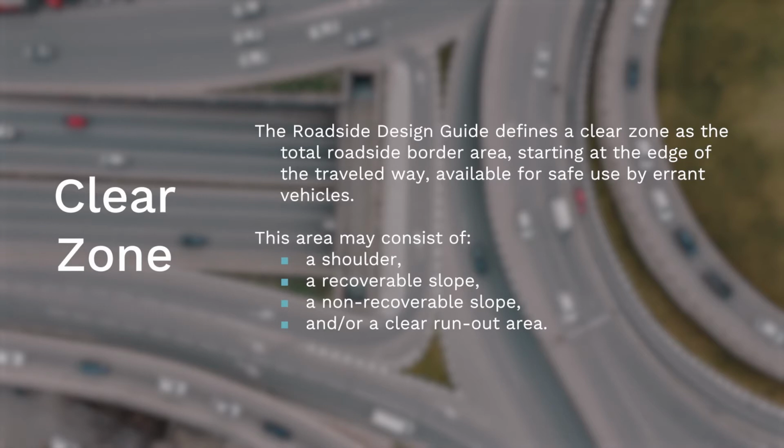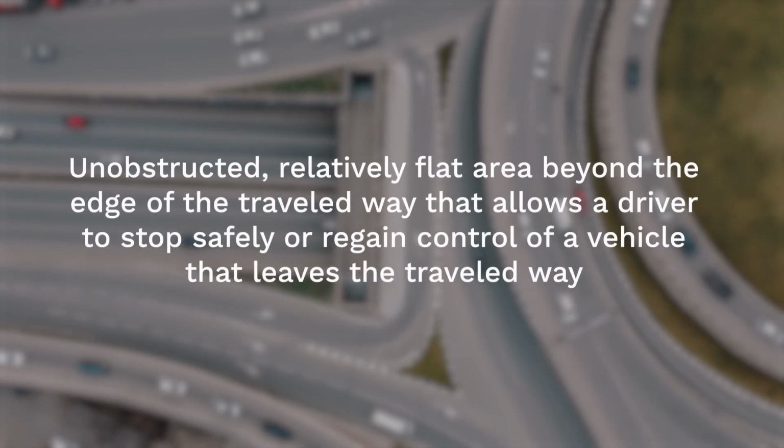The Roadside Design Guide defines the clear zone as the total roadside border area, starting at the edge of the traveled way, that is available for safe use by errant vehicles. This area may consist of the following: a shoulder, a recoverable slope, a non-recoverable slope, and/or a clear runout area. Simply stated, the clear zone is an unobstructed, relatively flat area beyond the edge of the traveled way. This allows a driver to stop safely or regain control of a vehicle that has left the traveled way.